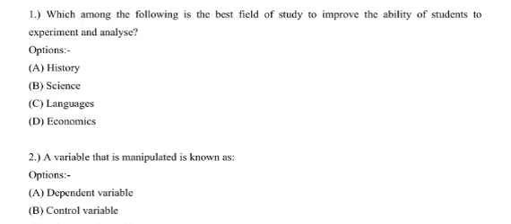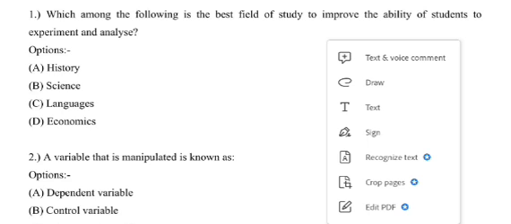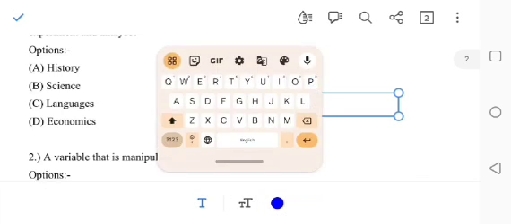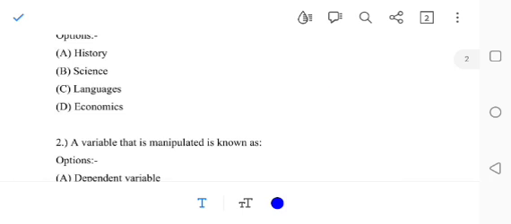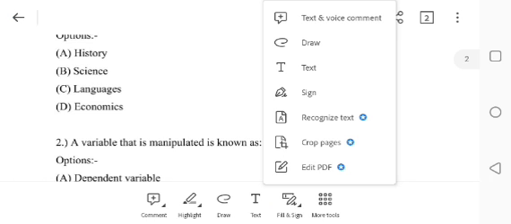Which among the following is the best field of study to improve the ability of students to experiment and analyze? History, science, language, economics. So the correct answer will be science.